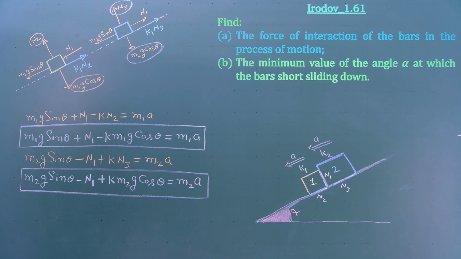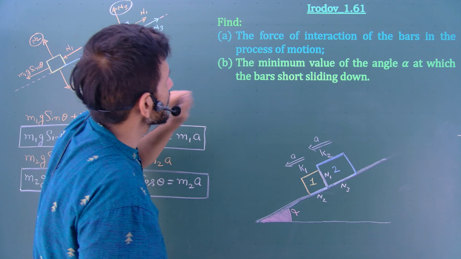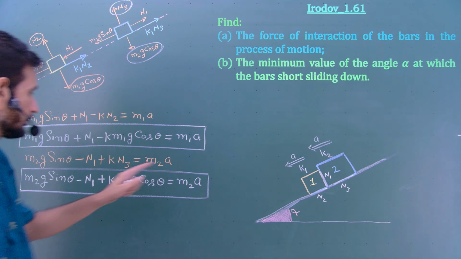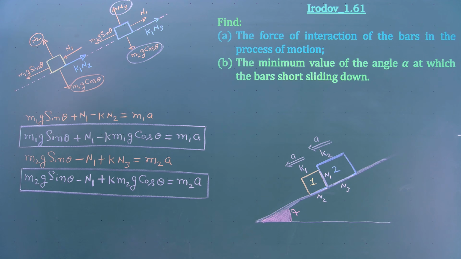And I have two unknowns, one is n1 and the other is A. Now in the first part, what do we have to calculate? We have to calculate the value of n1, not the value of A. So to solve, first we have to calculate the value of A, which is easy to calculate.